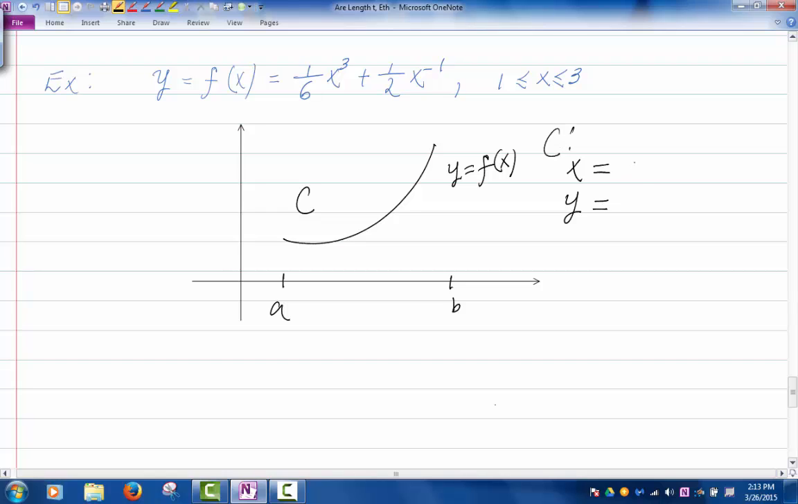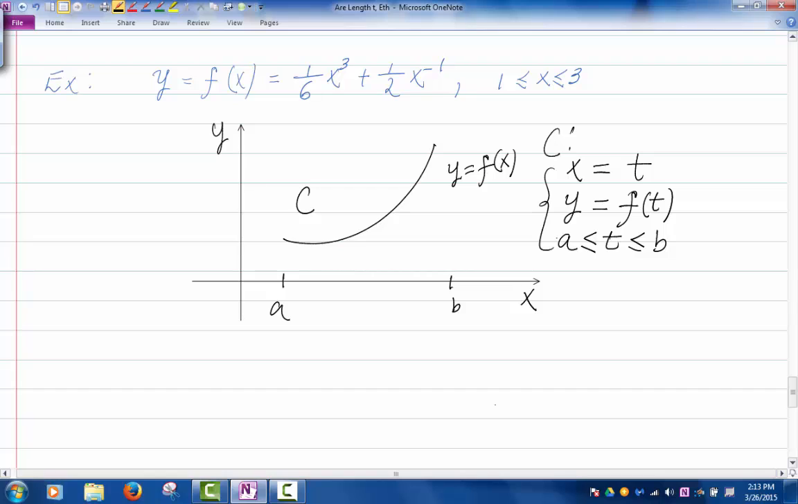Well, can I pick x to be just t? And then if I pick x to be t, then what can I pick for y? Well, y has to be f of t. And then what would be the interval for t? Well, t is the same as x, and we know that x is going from a to b, right? Here is the x-axis, y-axis. We know that x is going from a to b. So I know that t has to go from a to b then. So this is the parameterization of this graph, right?